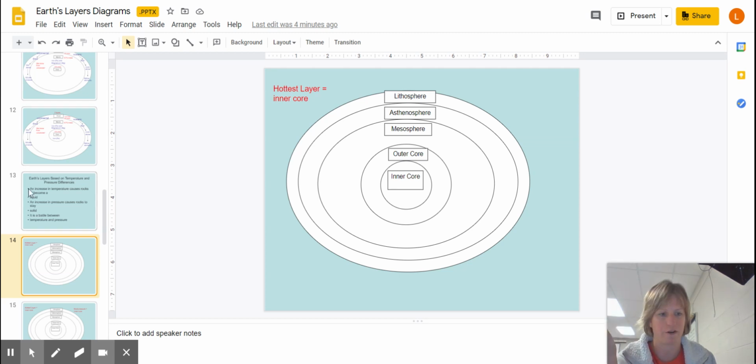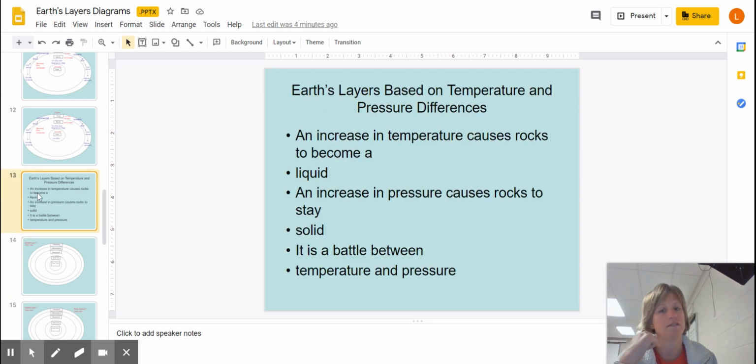So what is the different deal with this? Well, here's the deal. The 5-layer system is not based on composition. It's not based on what the layers are made of. It's based on how these layers react to temperature and pressure change.